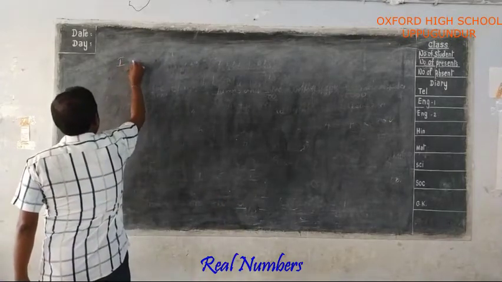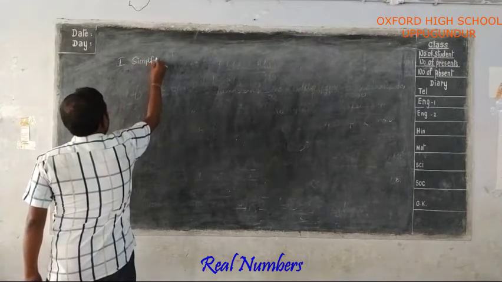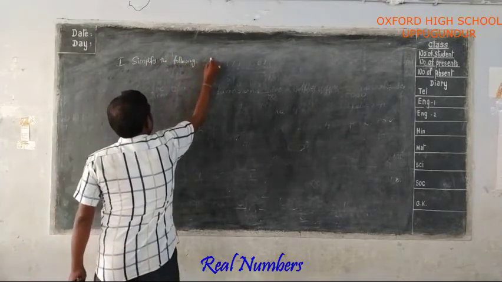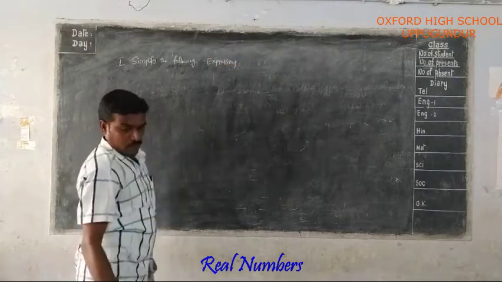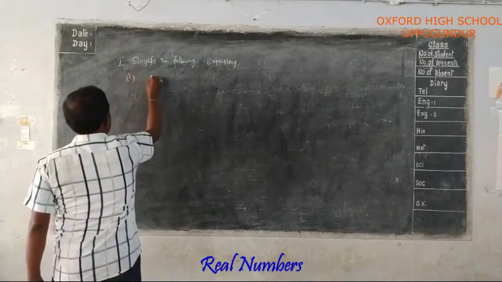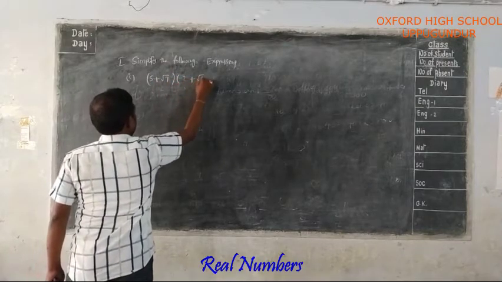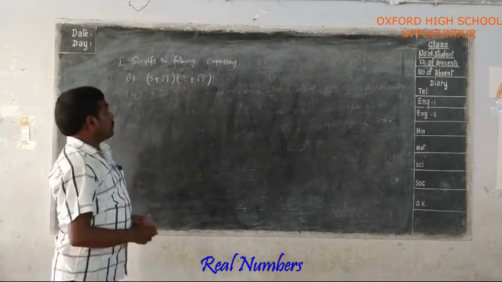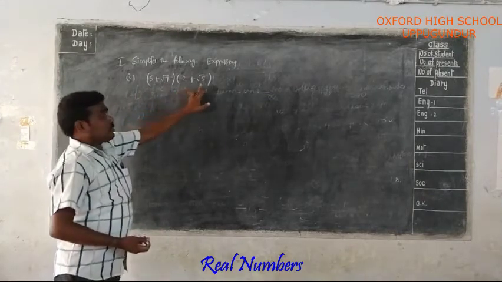First one, simplify the following expressions. First one, (5 + √7)(2 + √5). So simplify the following expressions. These are the two irrational numbers, 5 + √7 and 2 + √5.